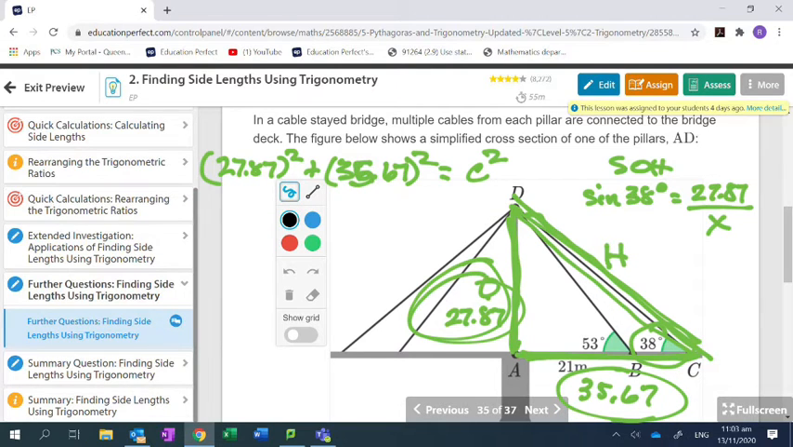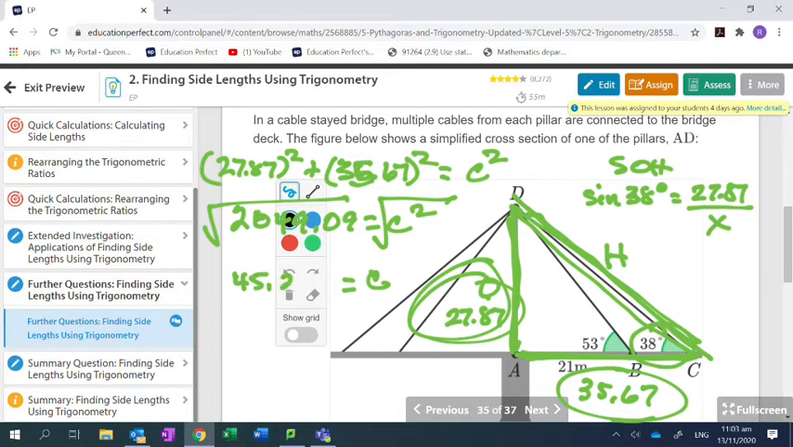So using this puppy, what did you work these? 2049.09 equals c squared. I think so. Then take the square root of both sides to get your c. And what's that going to give us? 45.27. There you go.